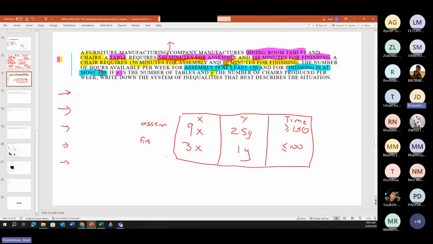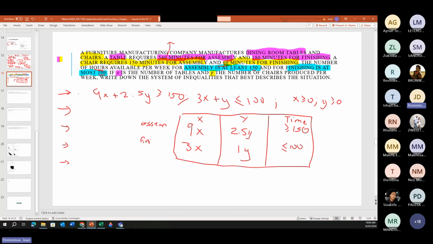Okay, so here our equations would be 9x plus 2.5y bigger or equal to 150. Another one will be 3x plus y smaller or equal to 100. And then what they will normally add to this is to say x is bigger or equal to 0, y is bigger or equal to 0.